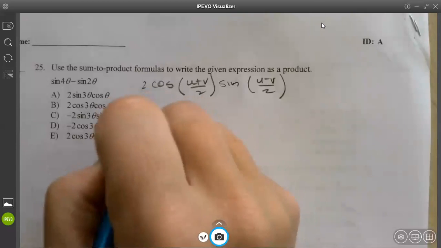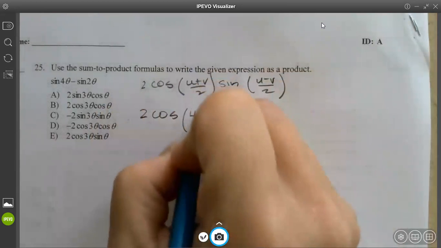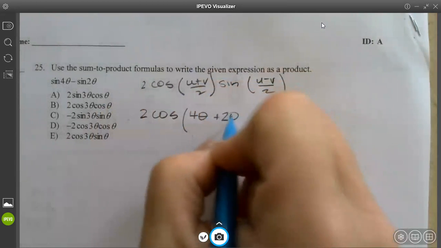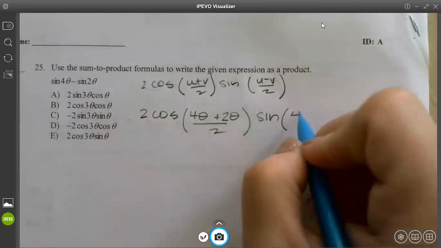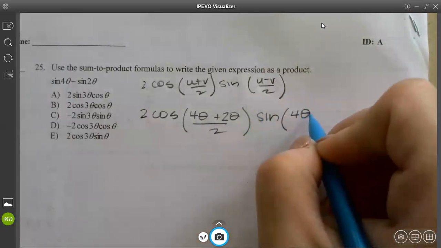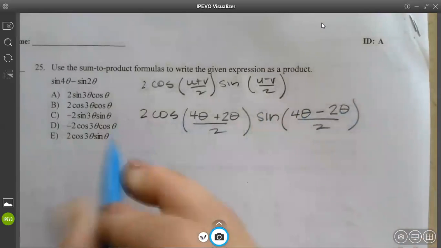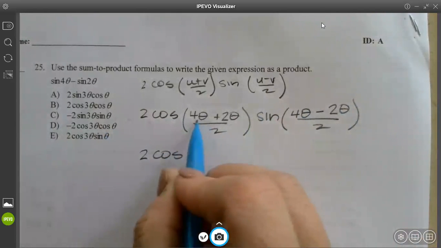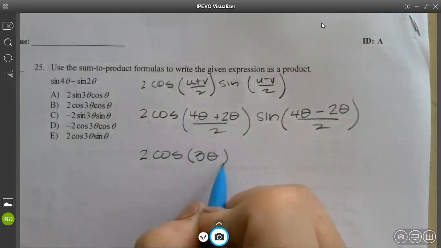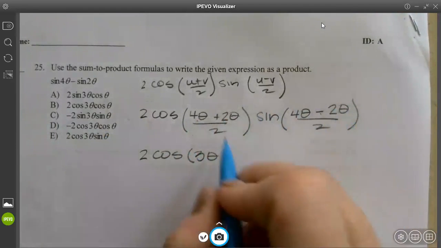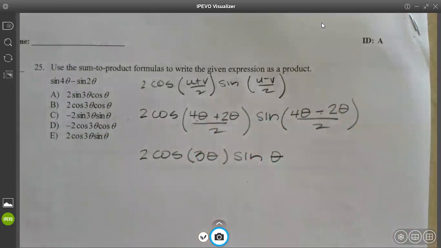All right. So 2 cosine, what's our u? 4 theta. What's our v? Over 2 sine, what's our u minus our v over 2? We get 2 cosine, what's 4 plus 2 over 2? 3 theta. 4 minus 2 is? Over 2 is 1 theta, or just theta. Which one is your answer?